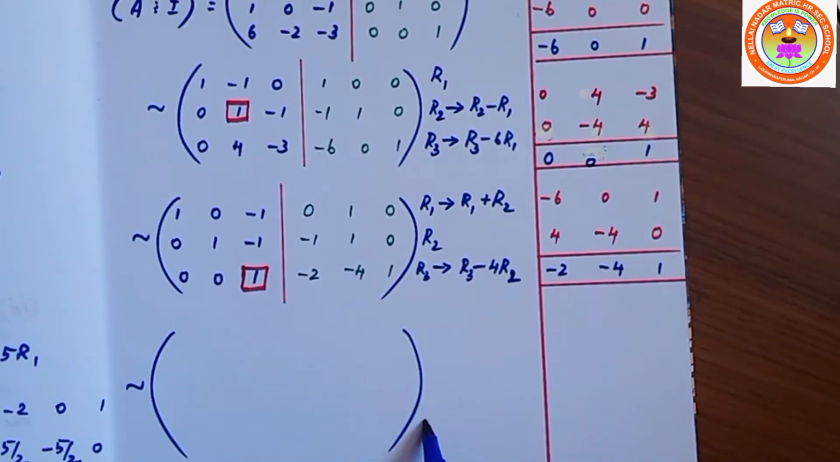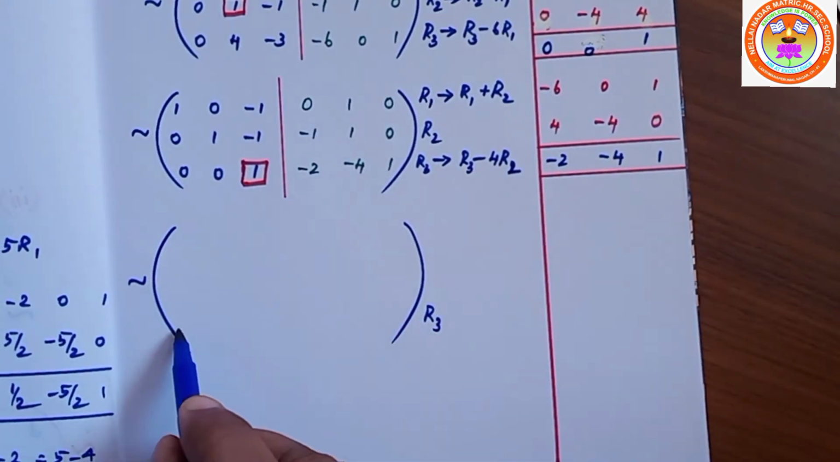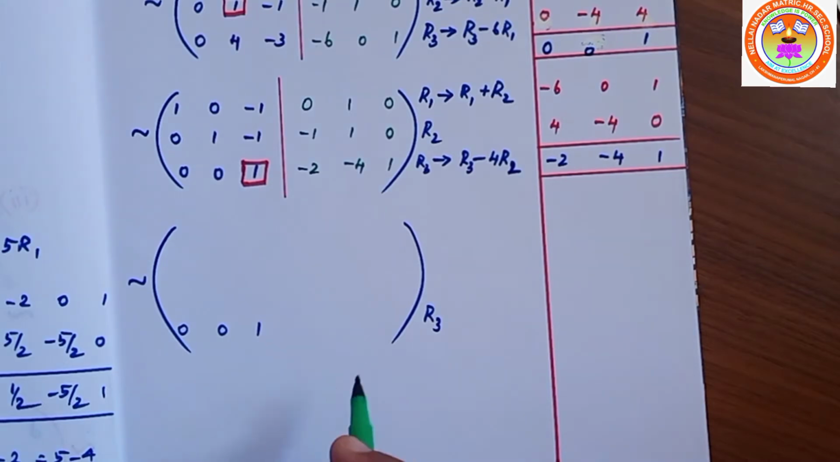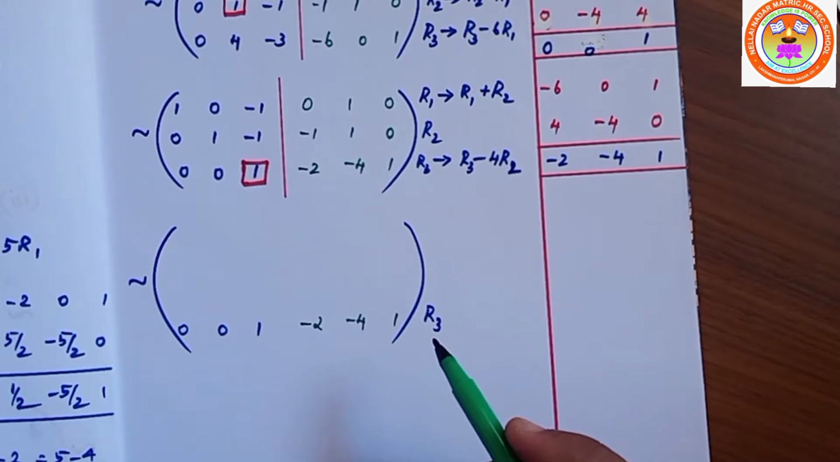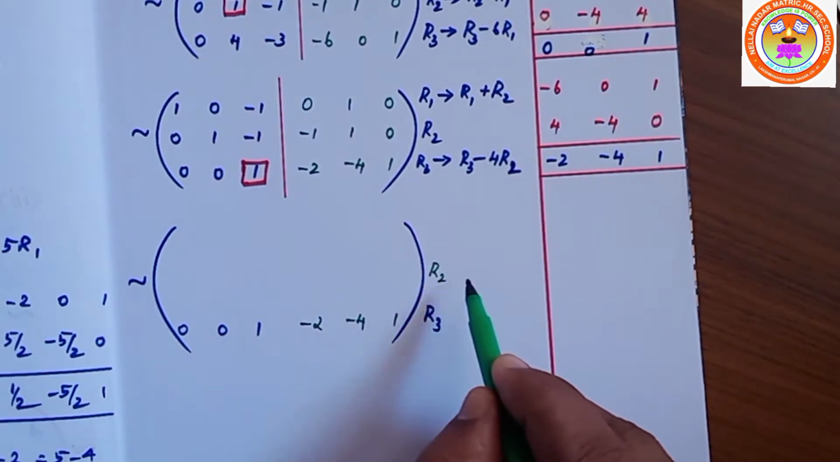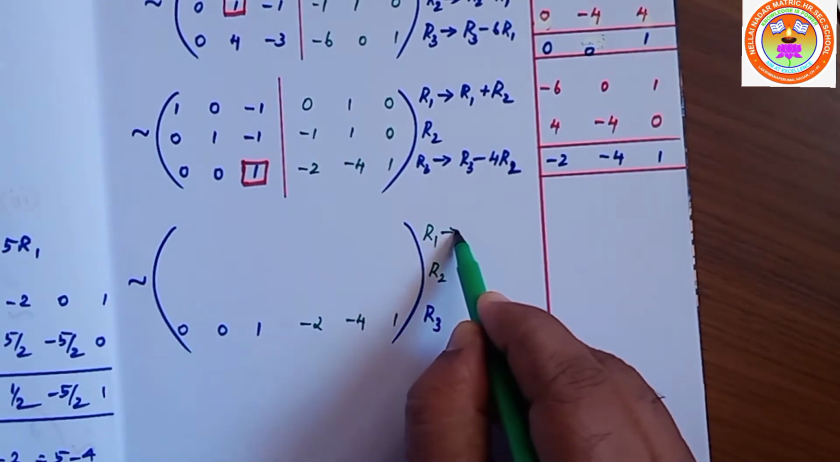So R3, no change at all. R3 write as it is. R3 that is 0 0 1 minus 2 minus 4 1, minus 2 minus 4 1. Now I am going to change R2 and R1.